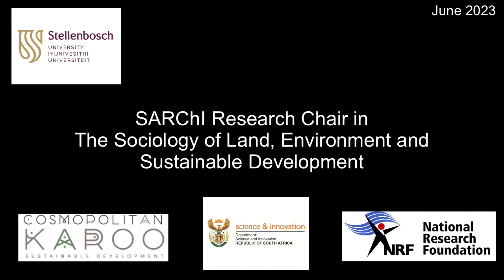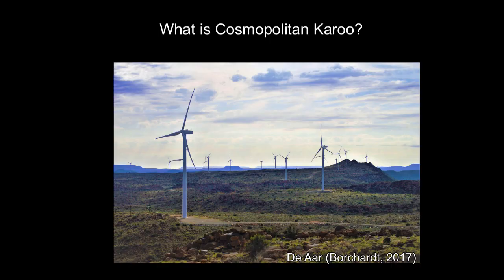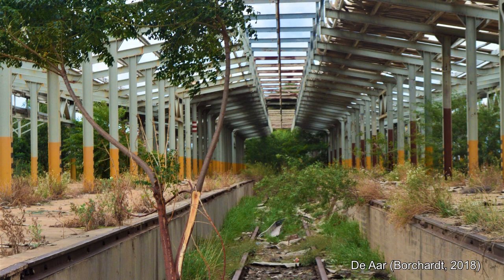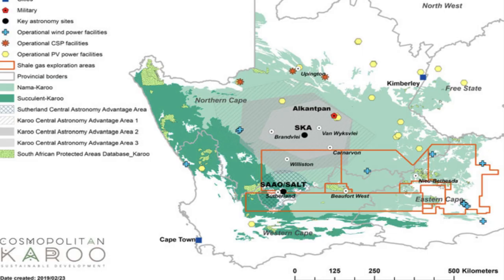What is Cosmopolitan Karoo? The central concern of this research program is to deepen our understanding of the complex web of social and environmental dynamics within which commitments to sustainable development must operate. This has historically been done in and through the Karoo region of South Africa, a very large semi-arid and marginalized region of the country that is of significant interest because of its history, ecology, and the major land use changes underway in the current moment.